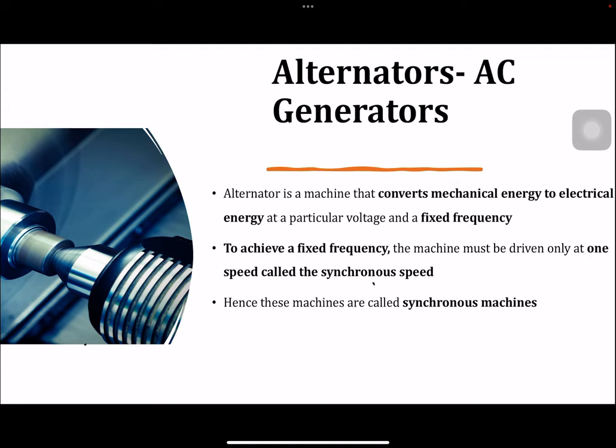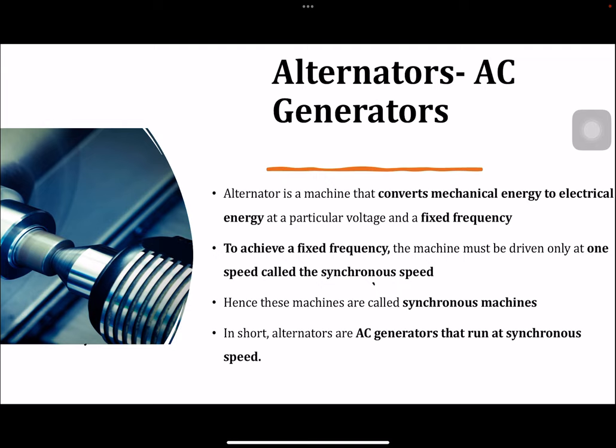It is due to this reason that these machines that are driven at synchronous speed are called synchronous machines. So, simply we can say that synchronous machines are the machines that are driven at synchronous speed. The name synchronous speed is given to that particular speed with which the machine is rotated to generate a fixed frequency. In short, alternators are AC generators that run at synchronous speed.